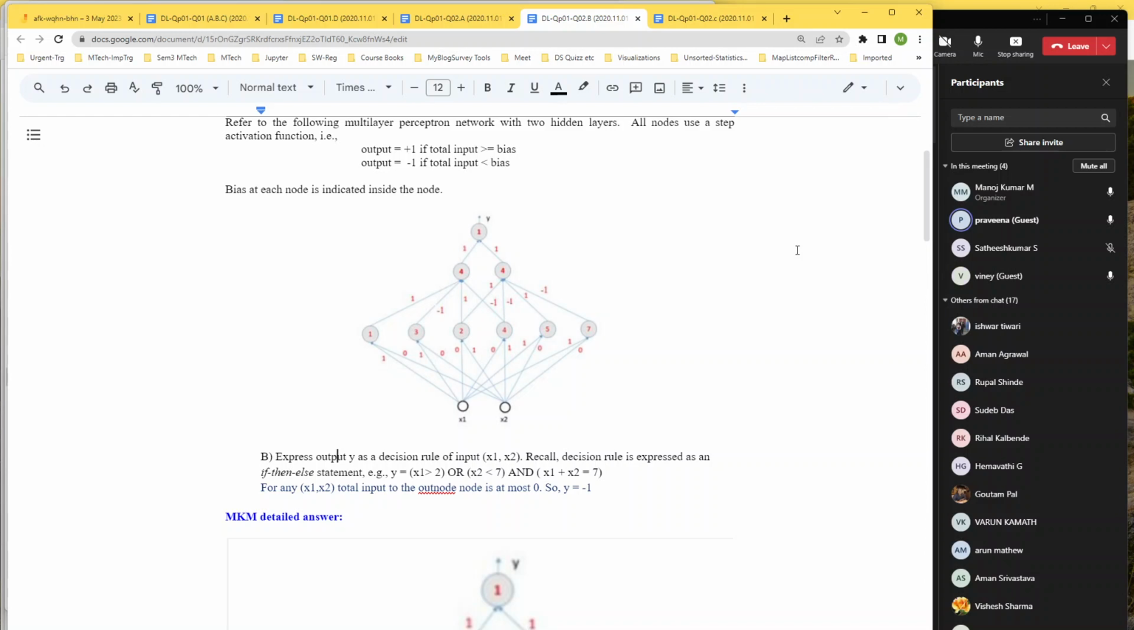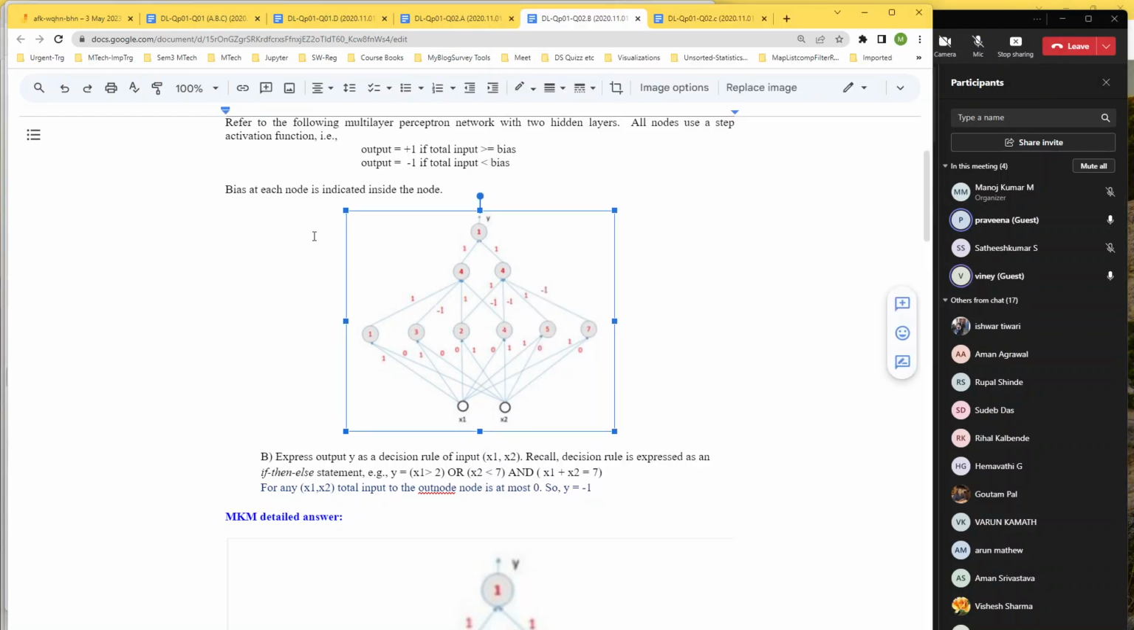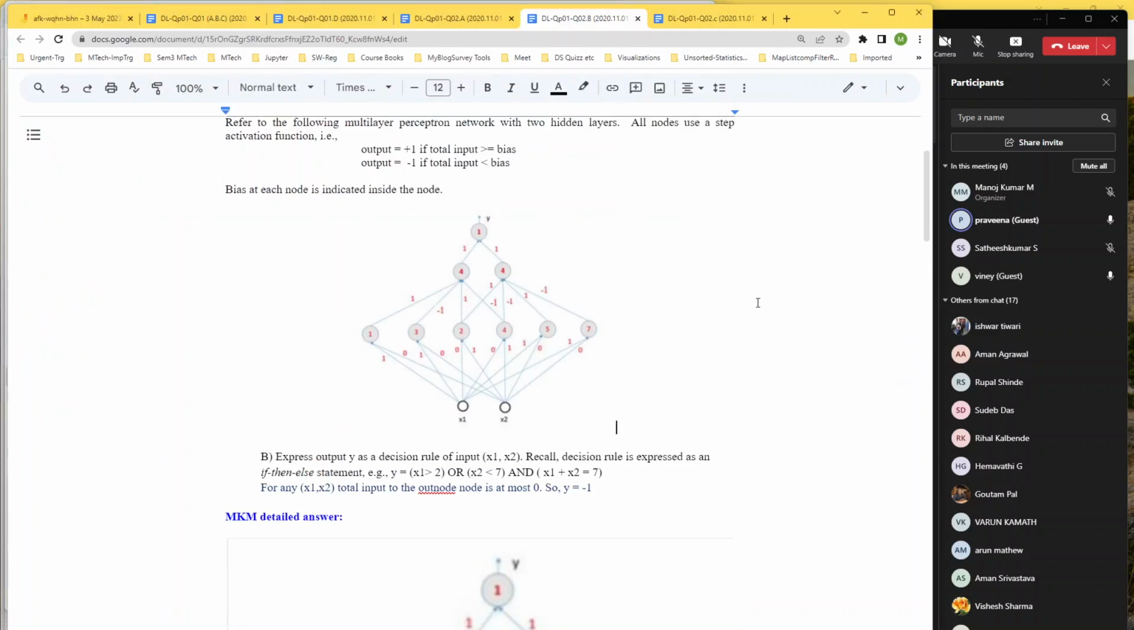To do that, in this exercise we start by assuming that y will be 1. If the final output y is 1, then how do we backtrack it all the way to x1 and x2, by using all the rules which are given? The rules are: output is +1 if the input to that particular node is greater than the bias mentioned at that node, and output is -1 if the input to that node is less than the bias. Now, Manoj, you can enlarge the diagram.